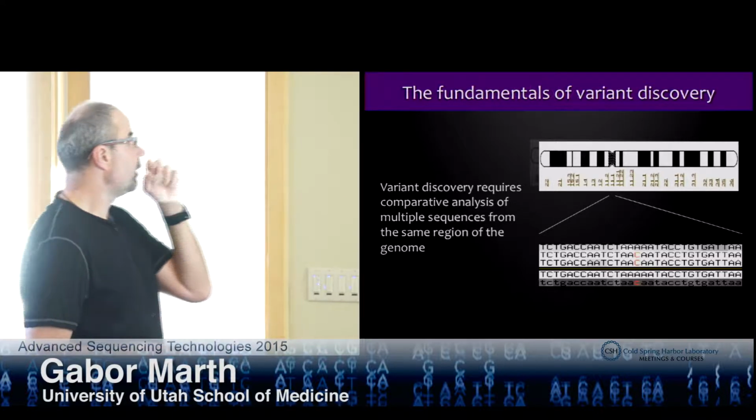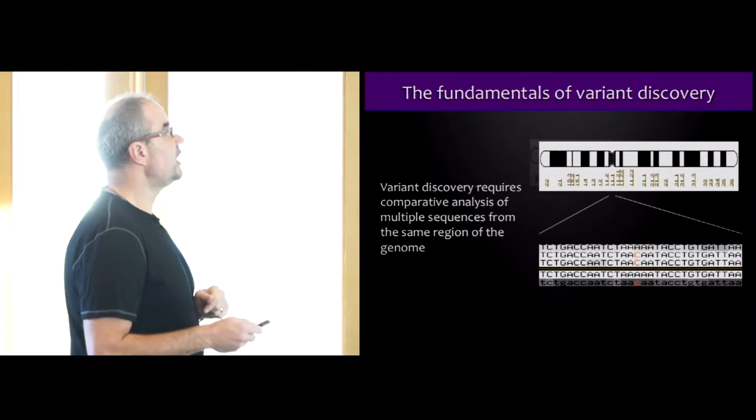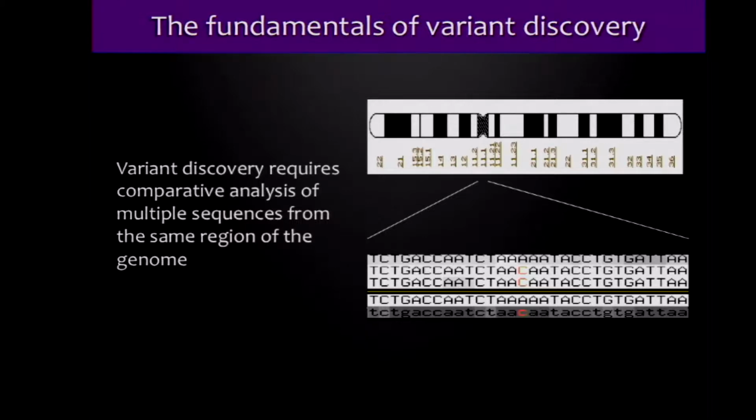So variant discovery by nature requires comparative analysis of multiple chromosomes or multiple sets of DNA sequences, representing, of course, the same region of the genome, so they are comparable. Because it turns out that human DNA is repetitive. I'm going to come to this a little bit later. So there are regions that look very similar, like maybe this particular region is very similar to that. Differences between them are not genetic variations. Okay.